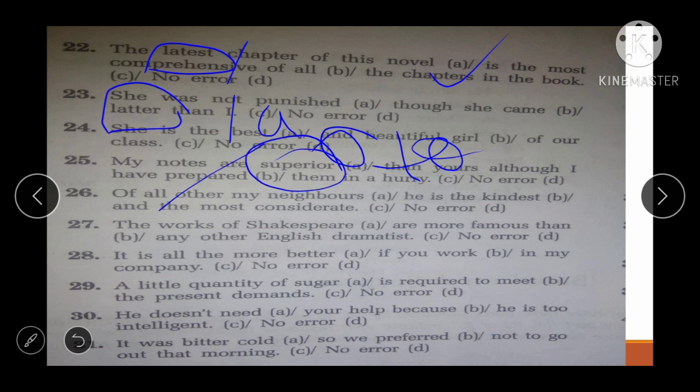All right. Next one is the work of Shakespeare are more famous than any other English dramatic. I told you where we do comparison, we use than and also use other. All right. So what will go? More famous than any other English dramatic. Other is there, so what do we have to do? The work of Shakespeare are more famous than any other English dramatic.